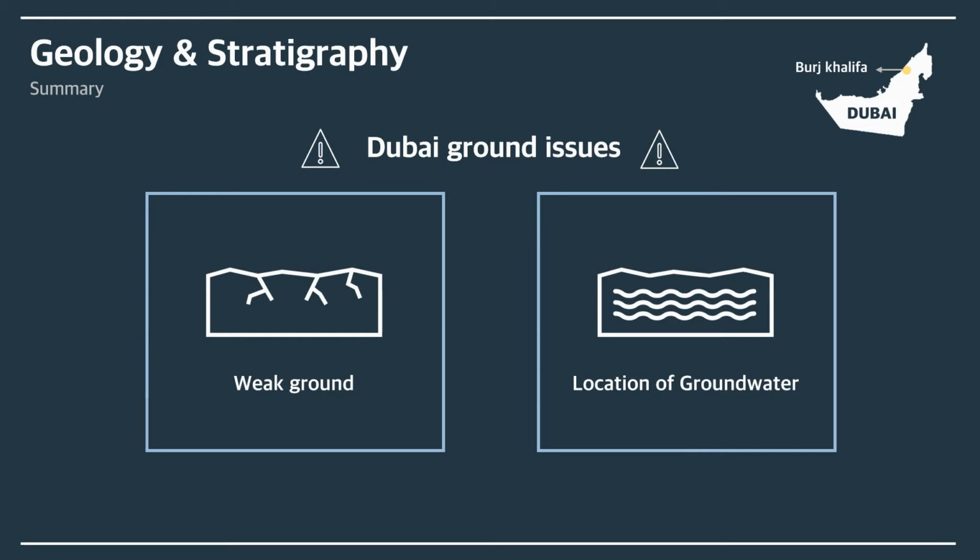In summary, the ground in Dubai, where Burj Khalifa is located, had two problems. First, it has weak ground. Special measures were needed to build a skyscraper in the weak desert. Second, it is close to underground water. Special measures were also needed to prevent groundwater from penetrating.